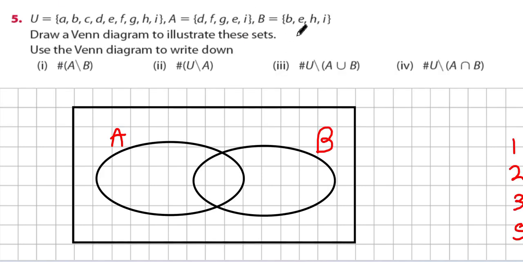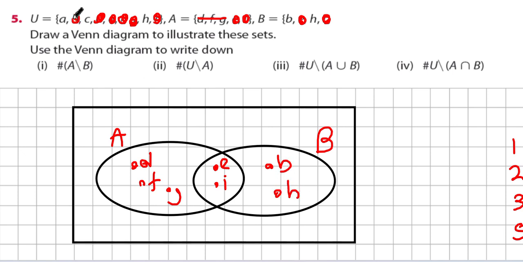Start off in the middle. B and A, they both have an E and they both have an I. E, I gone. What's left over in A then? D, F and G. D, F, G, I, E all gone. What's left over in B? B and H. B and H are gone. What are the only two letters left? A and C. We all good so far?